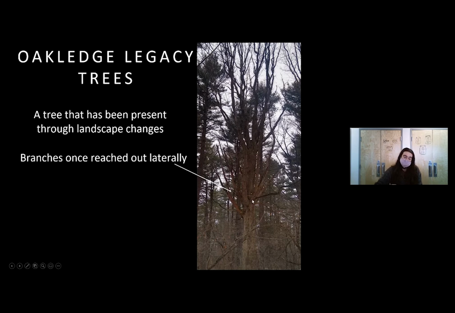So trees are always trying to grow towards light, as most plants are, and if they have no competition around them, like if this tree was out in a field, much like a lot of the other oaks at Oakledge, then its branches would just go straight out, and they would keep going up, and it would be a perfect circle. It wouldn't be as much of a tall, straight, columnar tree.